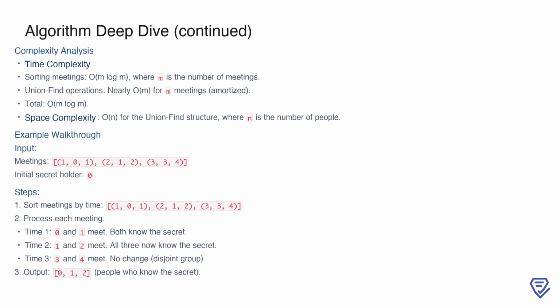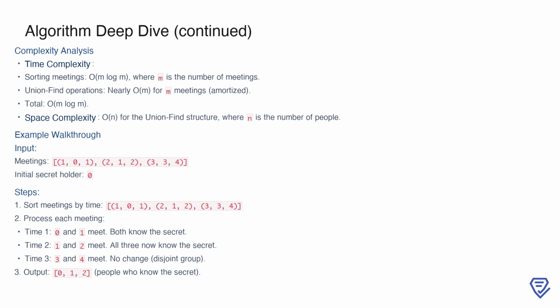The time complexity is dominated by two factors: sorting the meetings, which takes O(m log m), and the union find operations, which are nearly O(m) for m meetings due to their amortized efficiency. Together, this gives a total complexity of O(m log m). The space complexity is O(n), where n is the number of people, as the union find structure requires storage for each person. Let's understand this with an example.